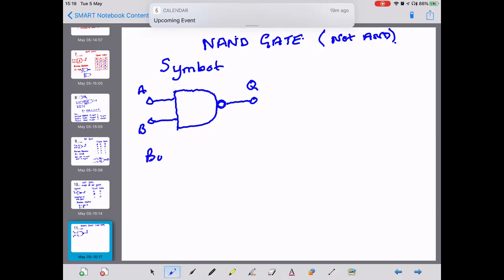Boolean expression. Because we've got our A and B, that's what we would have. Q is for an AND gate, inverted. So we put a line over both of them to say it's an AND gate with the output inverted.